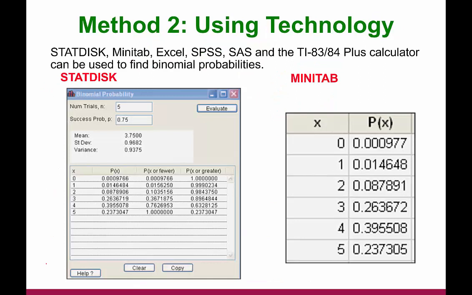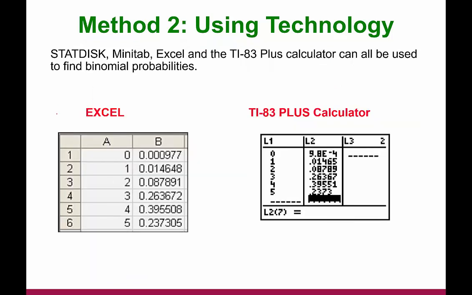Now, you can use any software like Statdisk, Minitab, Excel, SPSS, SAS, and TI-83, 84 Plus calculators, or TI-89, 92, all good, to find a binomial probability distribution. This is what the outcome looks like. I'm going to show you how to get that in Excel really quickly.